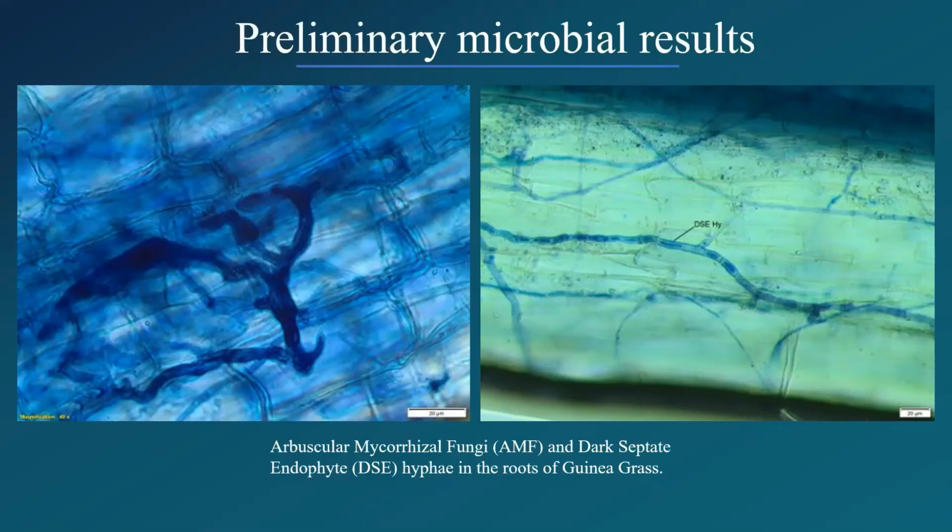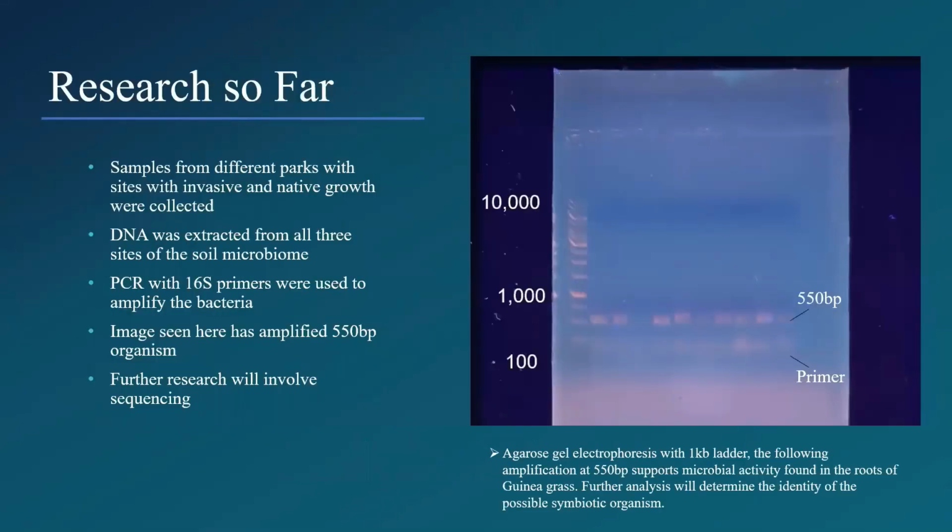So far in our project, we have already collected the DNA from the 3 different parts of the roots in both native and invasive grasses across the 5 different parks here in the Rio Grande Valley. I have already amplified them through PCR using 16S primers and have shown here that there are 550 base pairs that were amplified, and of course the bottom is the primer, kind of showing that we have successfully amplified some individuals, but through sequencing and through further methods, we want to go ahead and identify those individuals.